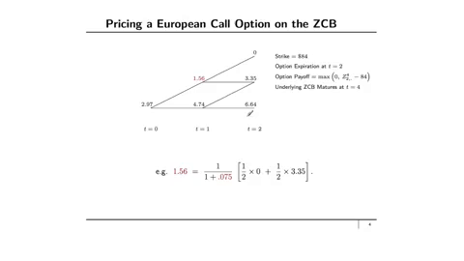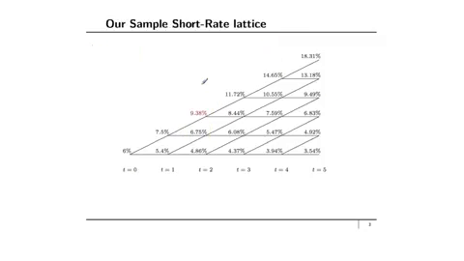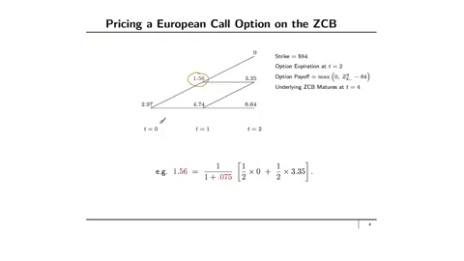So we can simply work backwards in the lattice one period at a time to get the initial value of the option. So for example, the 1.56 we see here is equal to 1 over 1 plus the interest rate that prevails at this node. That interest rate is given to us here at 7.5%. So we get 1 over 1 plus 0.075 times a half times 0 plus a half times 3.35, and that equals 1.56.